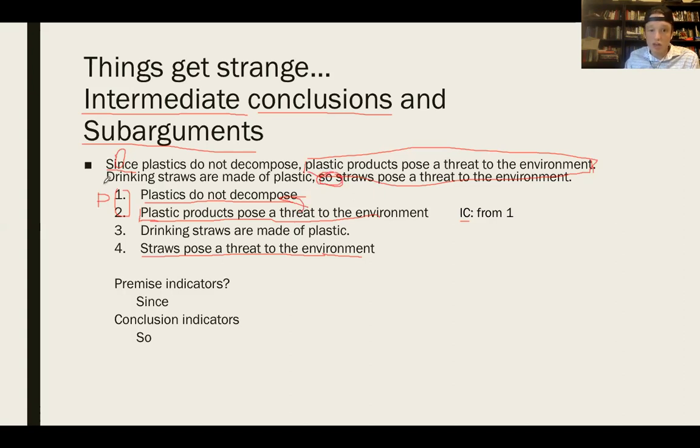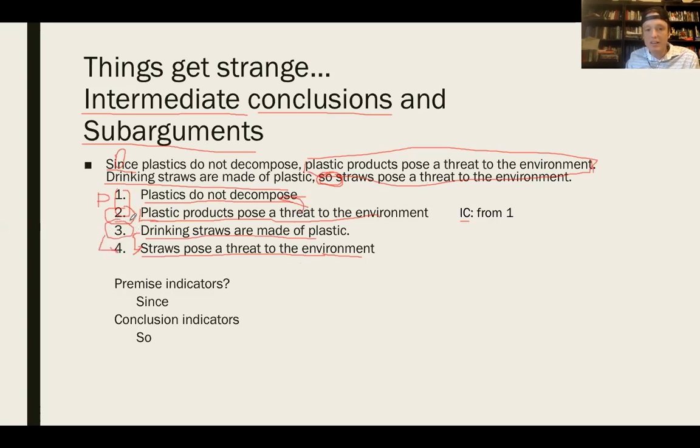We've got: drinking straws are made of plastic, so straws pose a threat to the environment. Notice 3 is giving us support for 4, but does it do it by itself? If we only know that drinking straws are made of plastic, does that tell us that they're a threat to the environment? No, it's only if we take it with 2, right? So only if we have 2 and 3 together do we get strong support for 4, right?